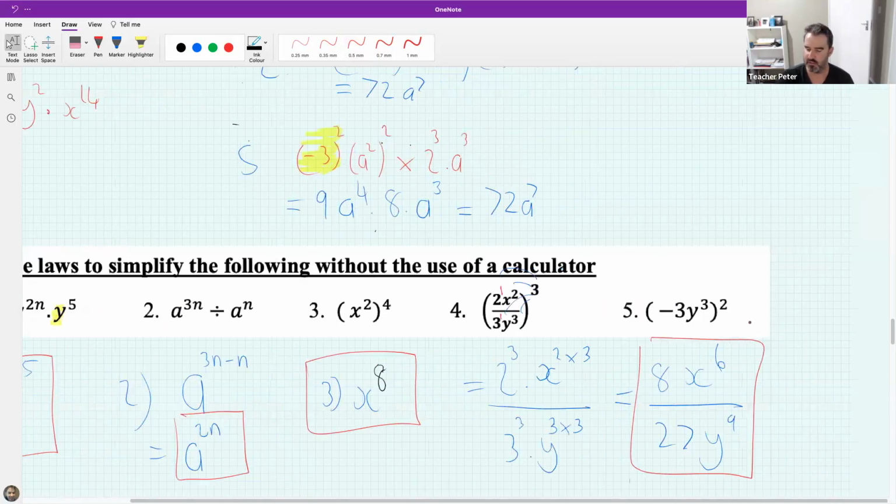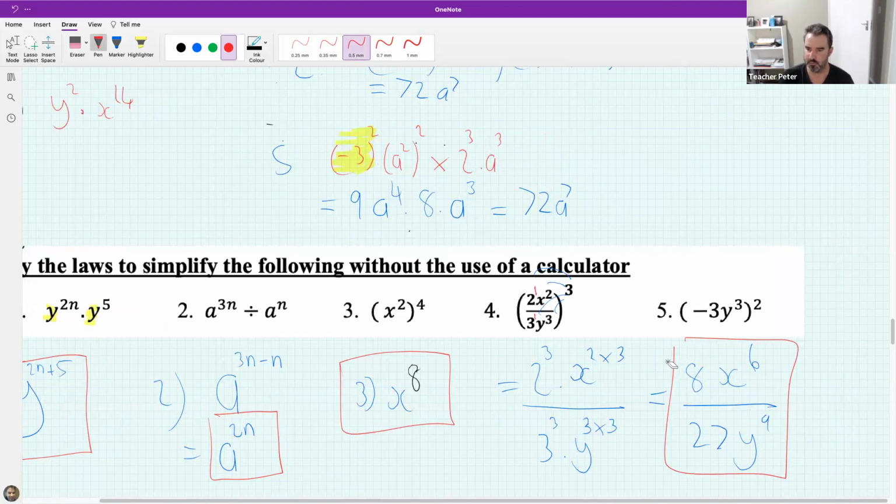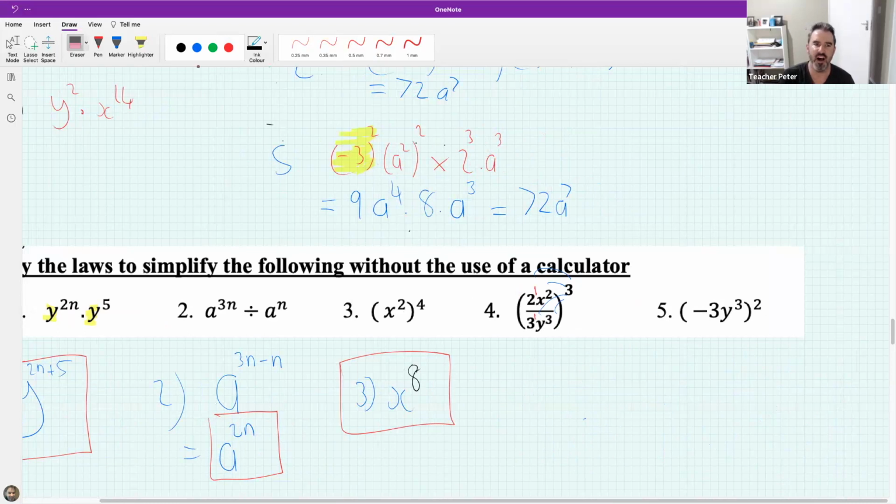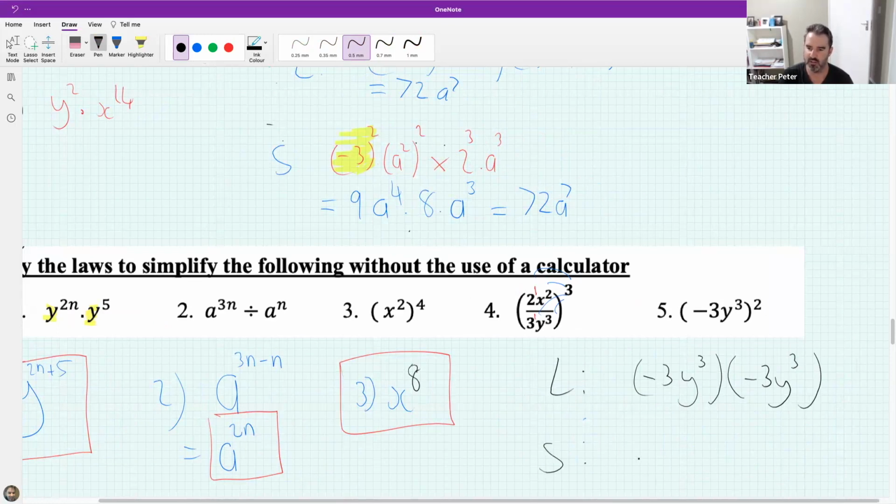Okay. And then let's just do number 5 as well. So, just get rid of that for a second. So with 5, it's just this -3 problem again. Like if you do it the long way, what this is saying is, look, just take this and do it twice. So that will be the long way. If you do it the short way, we're going to say, look, -3 gets raised to the power of 2. And then I've also got y to the 3 to the power of 2. -3 squared is 9. And then this gives you y to the 6.